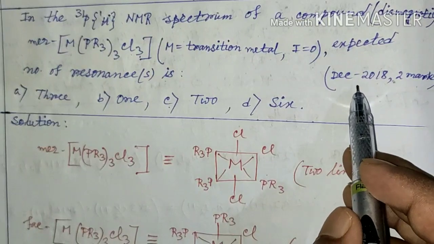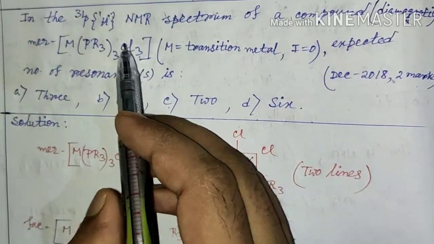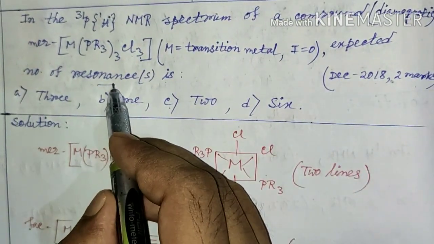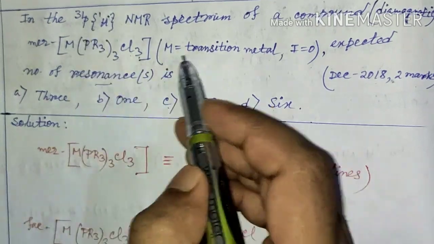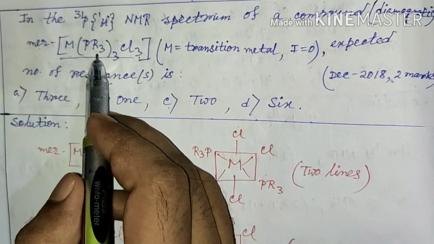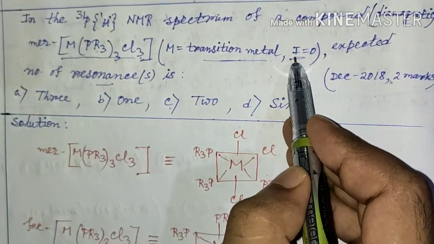This question came in December 2018 for 2 marks. From this question we have to identify the number of resonances observed for the proton decoupled 31P NMR for this complex, that is meridional [M(PR3)3Cl3]. M is a transition metal for which I is equal to 0.